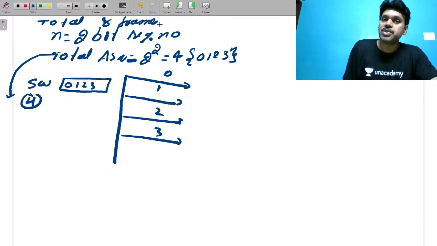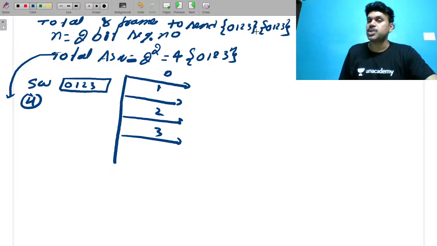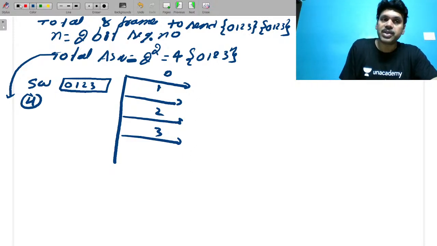Total 8 frames to send. So what are the numbers? 0, 1, 2, 3 one set, and 0, 1, 2, 3 another set. 2 sets of numbers. Now receiver side, let us see.